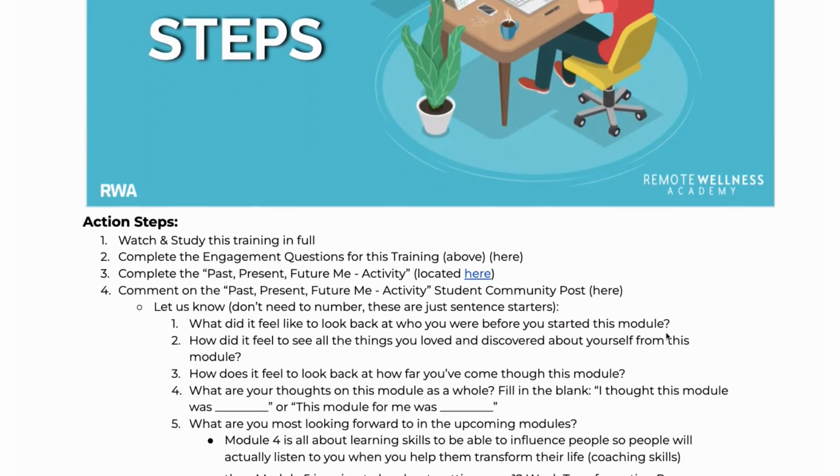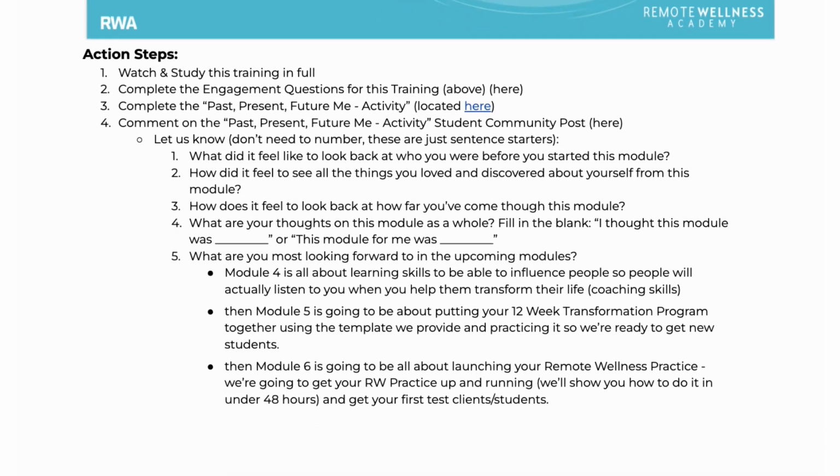When we talk about your action steps, there are 4 of them. Number 1 is going to be for you to go ahead and watch this training and study it in full. Number 2 is for you to complete the engagement questions for this training, the ones that we just talked about above. Number 3 is to complete the past, present, future me activity, the one we talked about. And then number 4, after you've completed that activity, you are going to comment on the student community post for that activity.